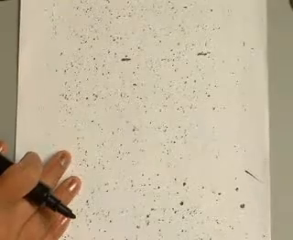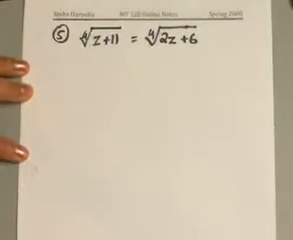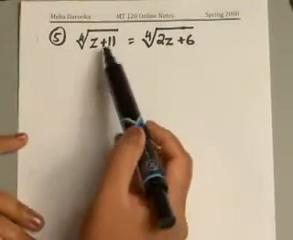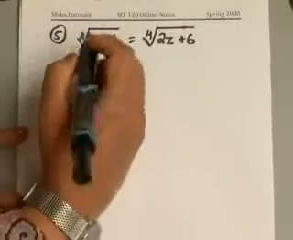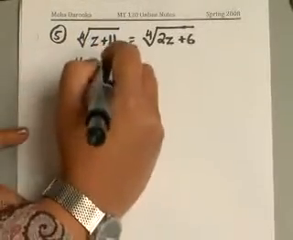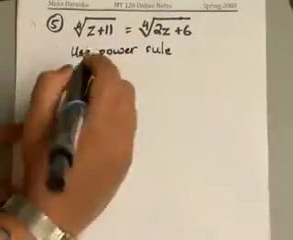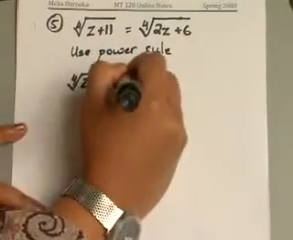And this next example that we're going to look at is one with a fourth root. So in this one, you can see you have fourth root of z plus 11 equals fourth root of 2z plus 6. So you again see that you have a radical on each side of your equal sign, so you don't have to isolate your radicals, and you can start by applying the power rule. And let's see, so you have fourth root, which means you raise both sides to the fourth power.